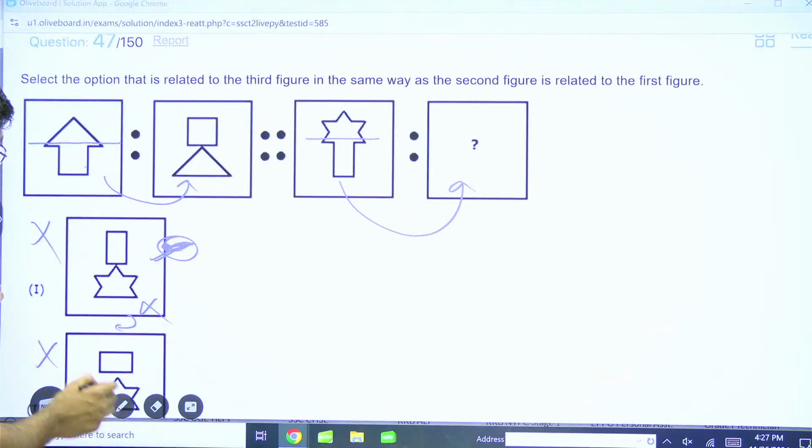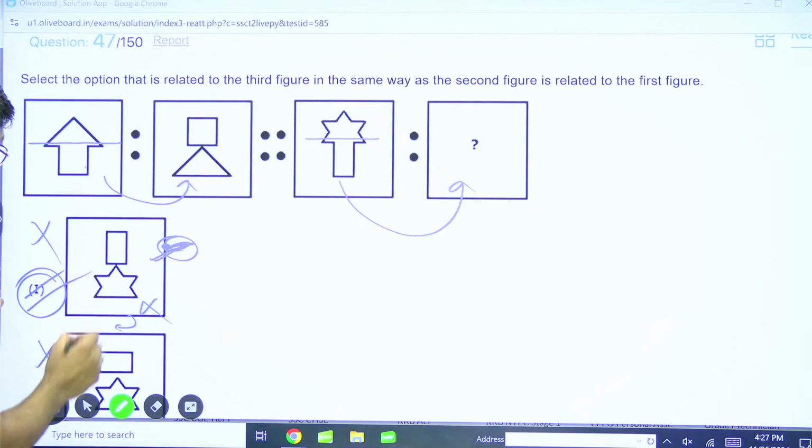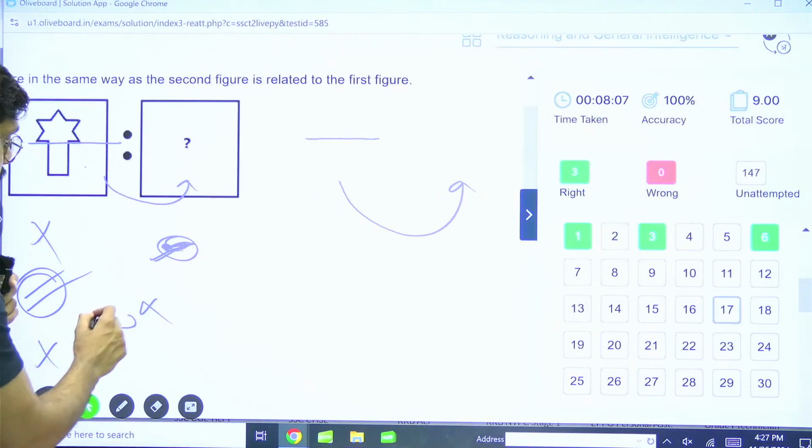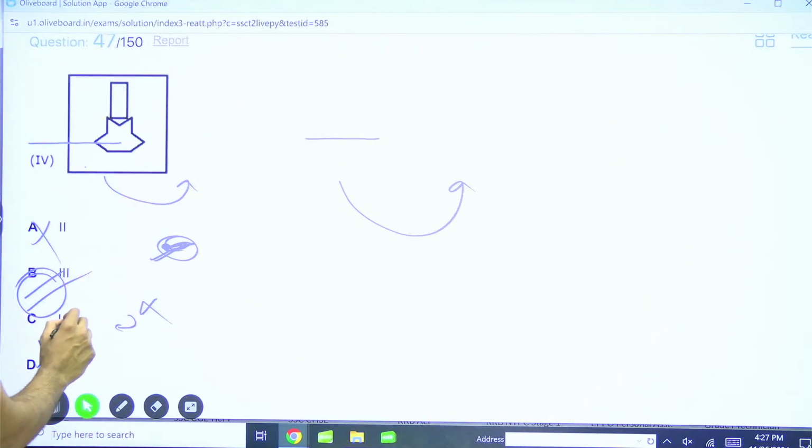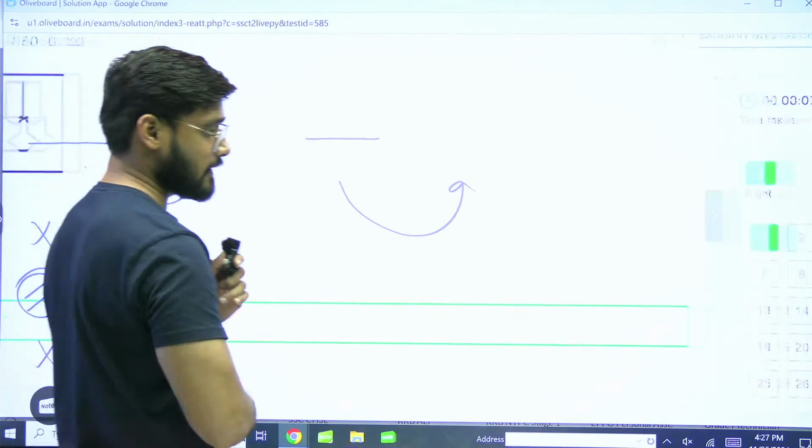Option 1 is the right answer. Only 1 is the right answer. Let's mark option number 1. Option number 1 is given in which one? C. So C is the right answer.